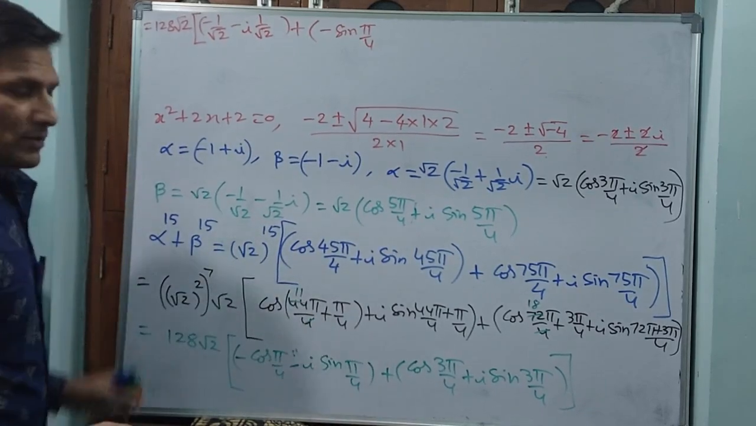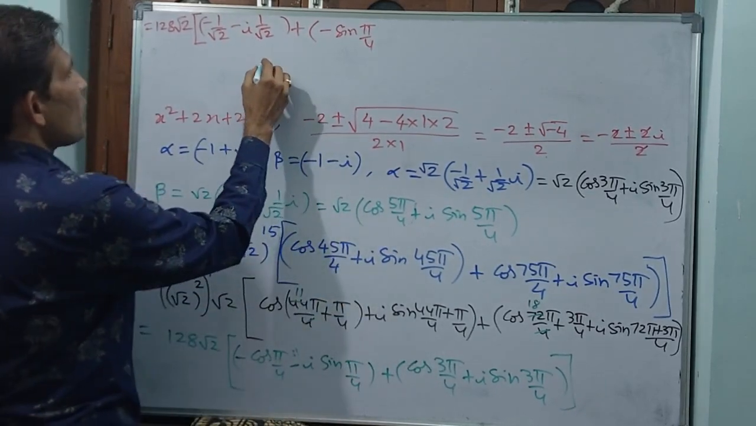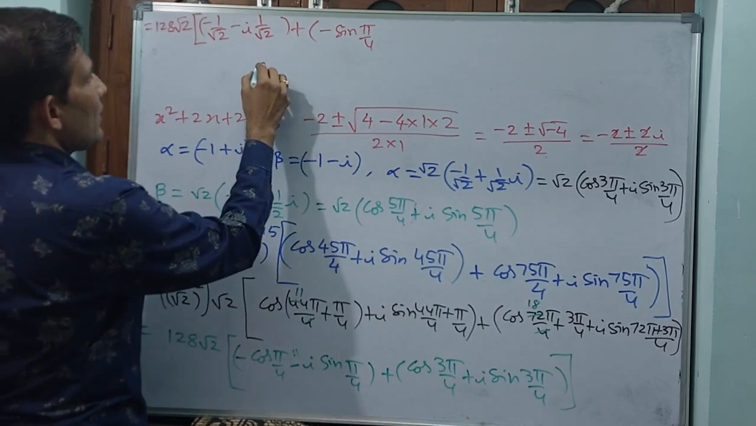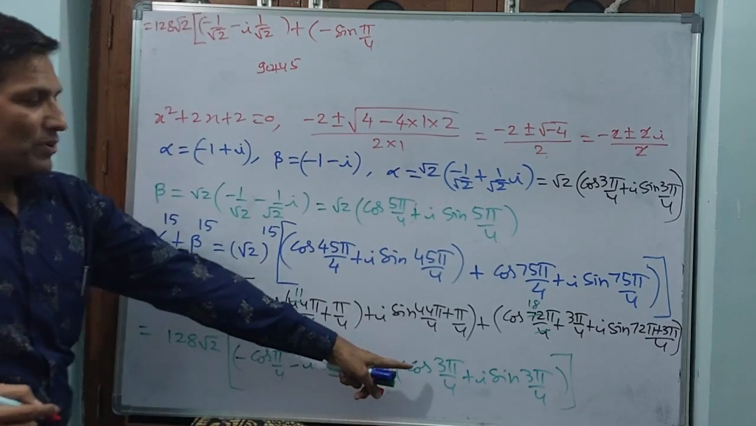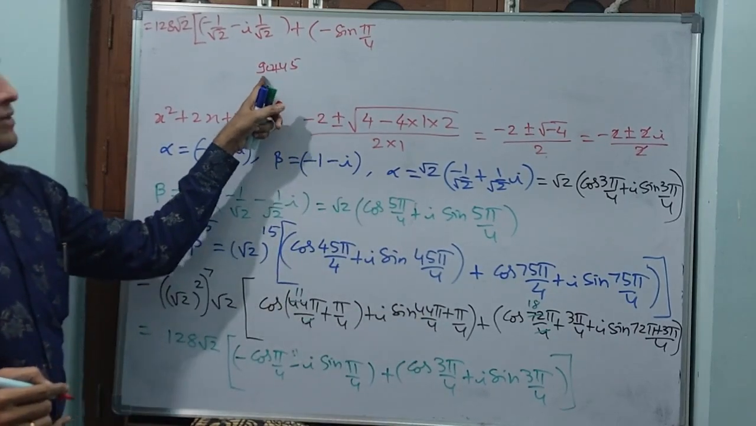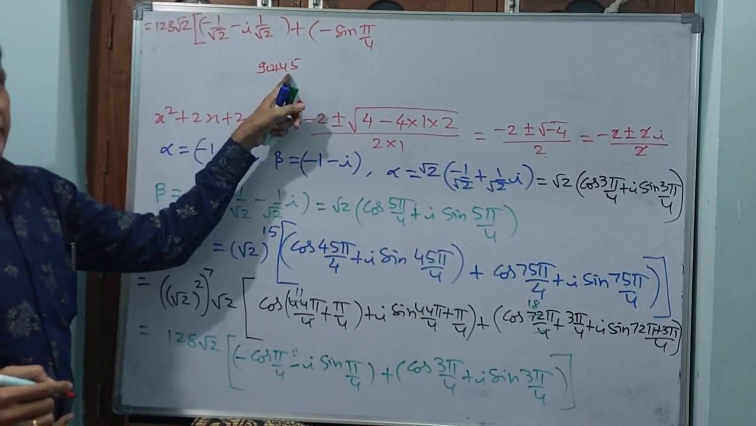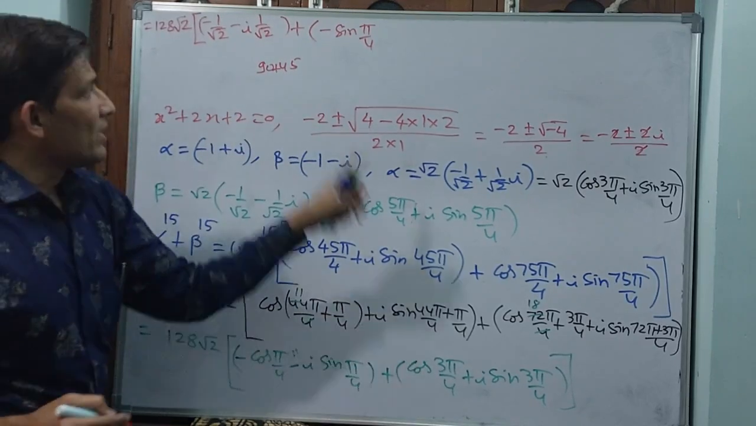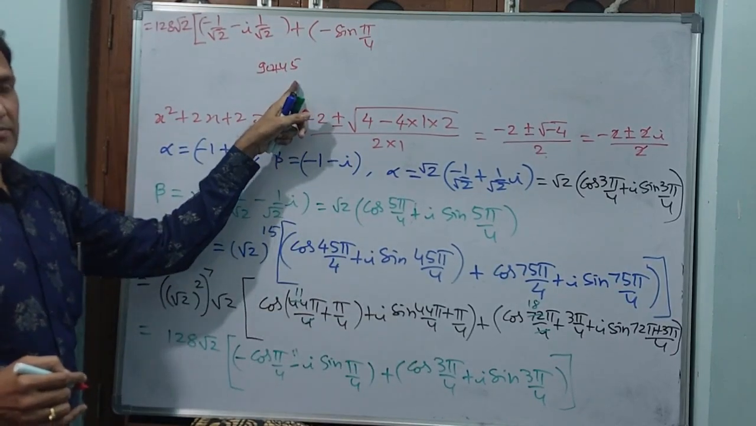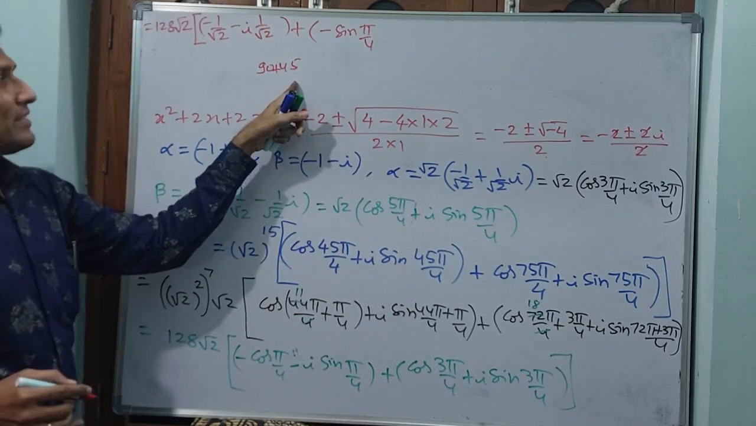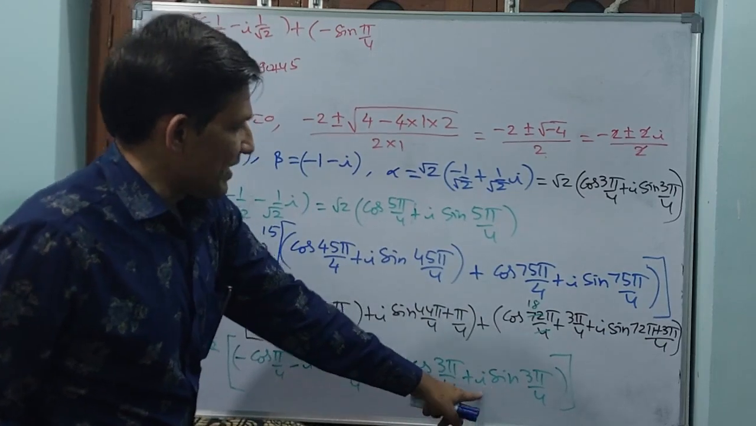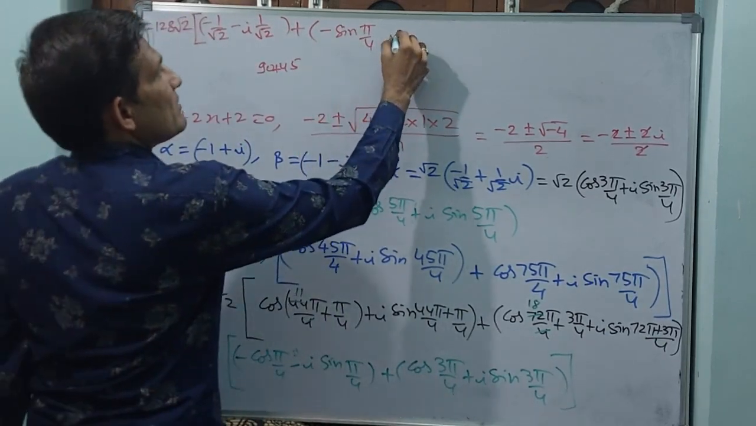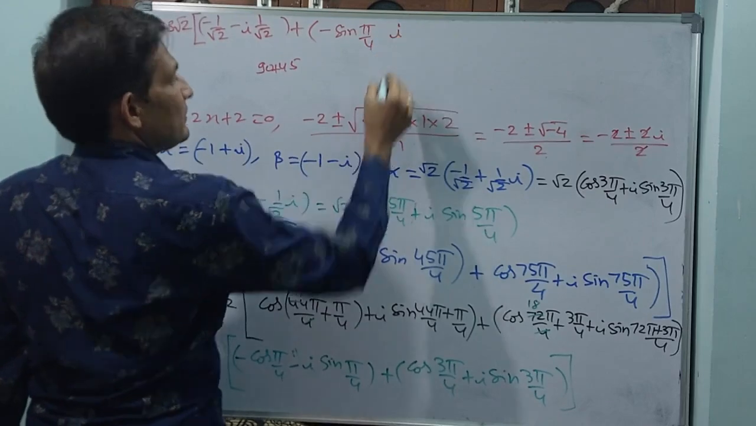3 pi by 4. See, I am splitting this. 3 pi by 4 means, you see, 90 plus 45. 3 pi by 4 means 2 pi by 4 plus 1 pi by 4. Cos of 90 plus theta is minus sin theta, minus sin 45, minus sin pi by 4. Okay? Don't put plus, wait. Keep it, but wait for this symbol.